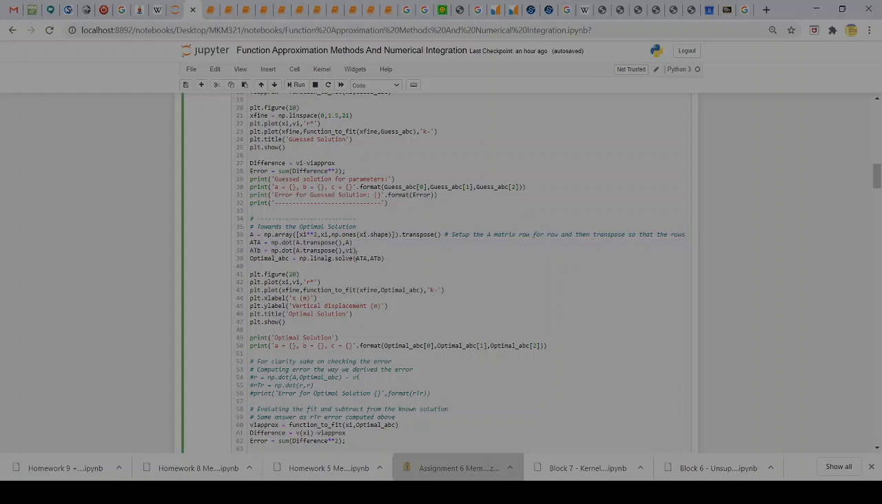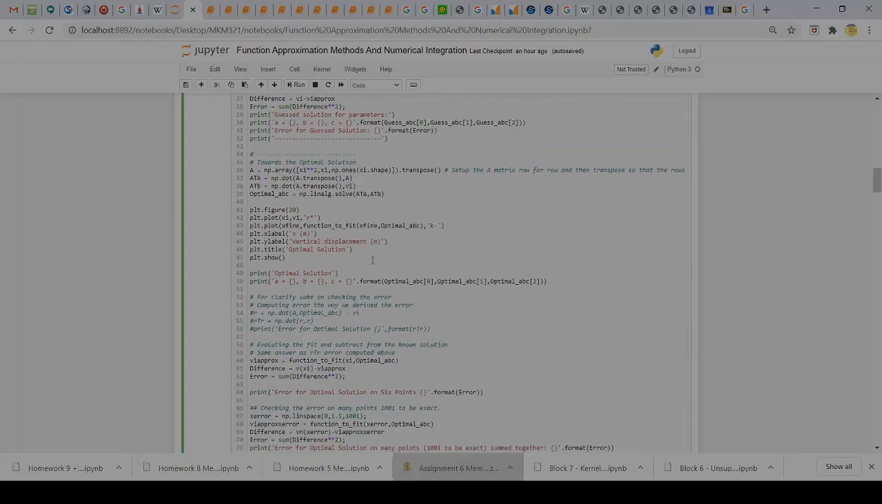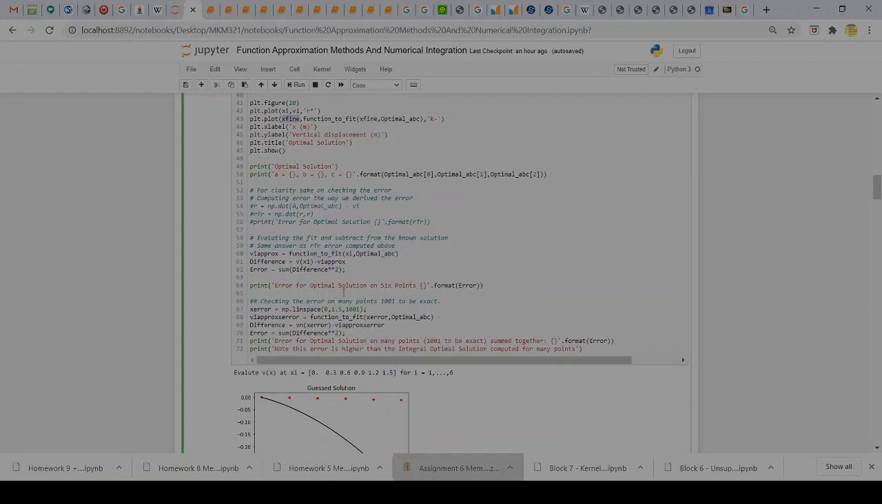then I compute A transpose B, and B in this case is just VI, where I evaluated those 6 points. I evaluated what the function value is supposed to be from the solution. That is A transpose B, and then I get my optimal solution by solving this little 3x3 linear system. Beautiful. And then I plot this over a finer grid of points so we can visualize it better.